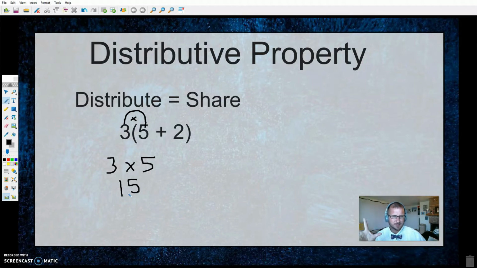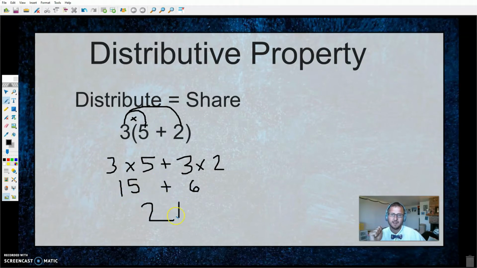Now, if I only multiplied by the 5, is that sharing? I mean, that little 2 is sitting over there all by himself. So we also have to do 3 multiply 2. So you're going to do 3 multiply 5, add 3 multiply 2. 3 multiply 2 is 6. And then you have that 15, add the 6, which takes us to our 21 again.